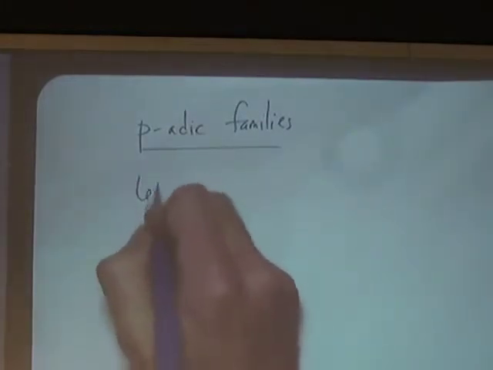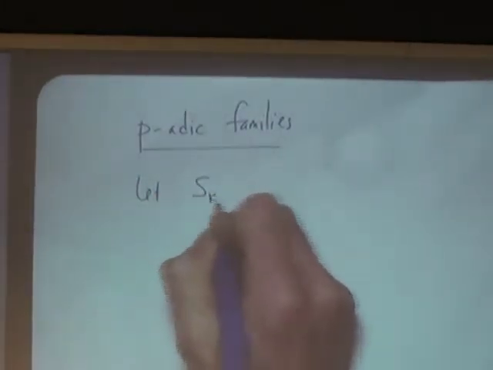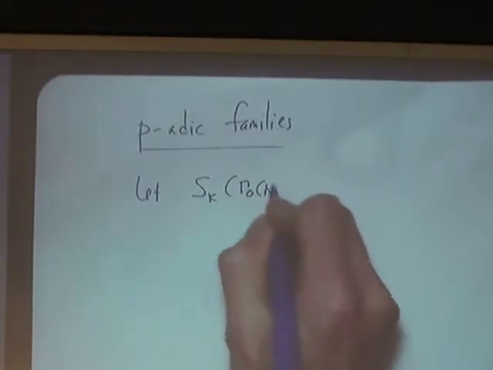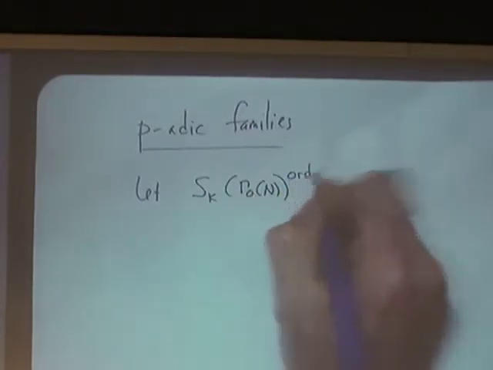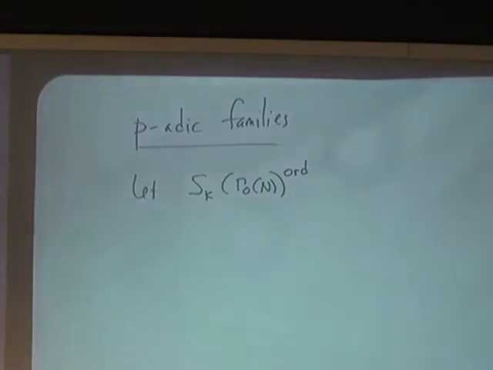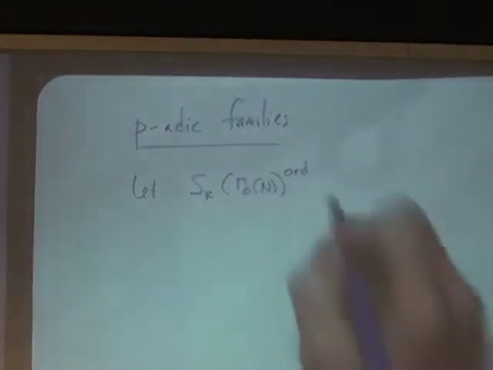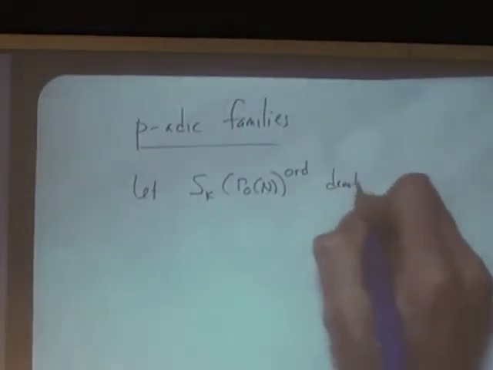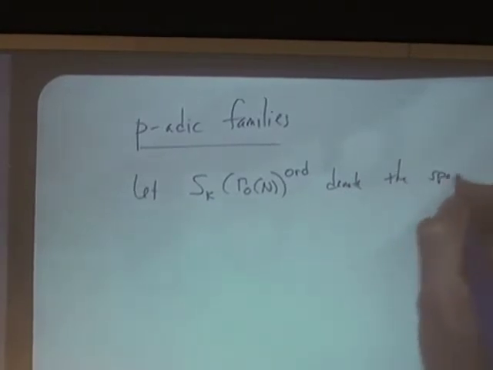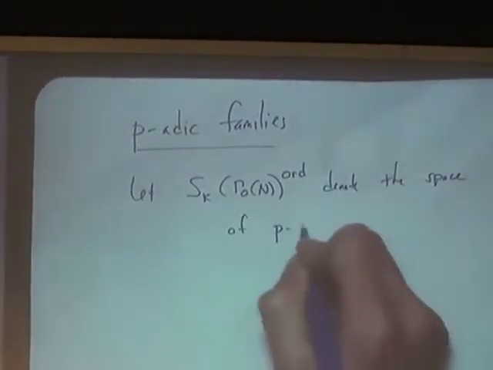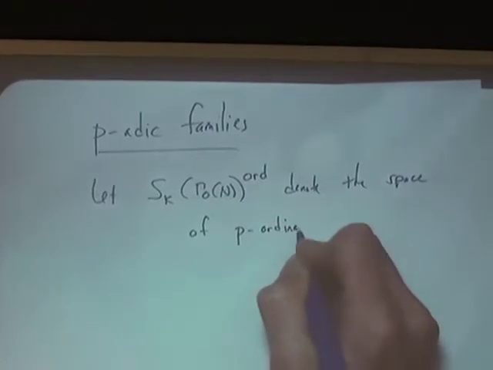So let me look at weight k cusp forms, let's say of level N, and then I want to put this upper "ord". By this I mean the space of ordinary forms. So let this denote the space of p-ordinary forms. So some prime p is fixed here.